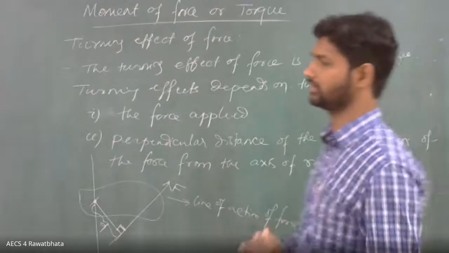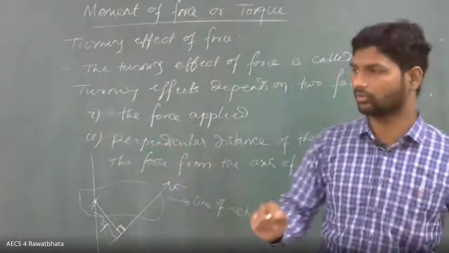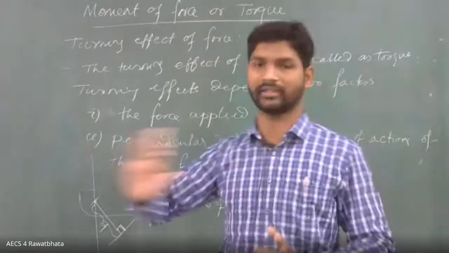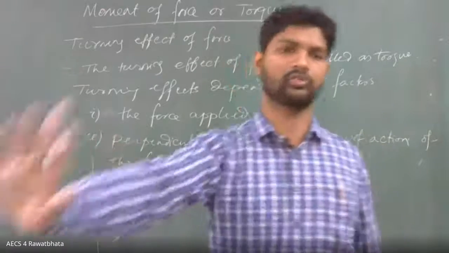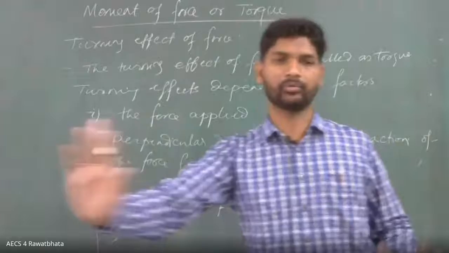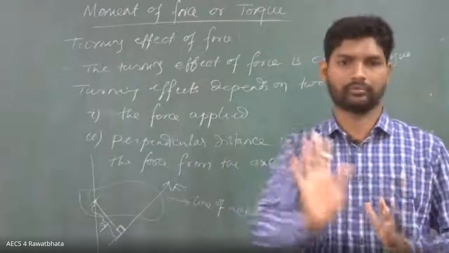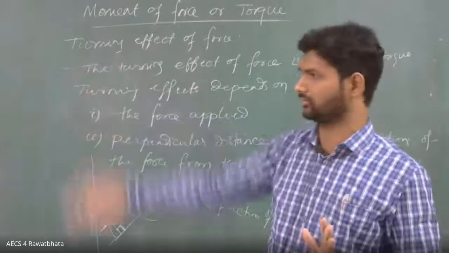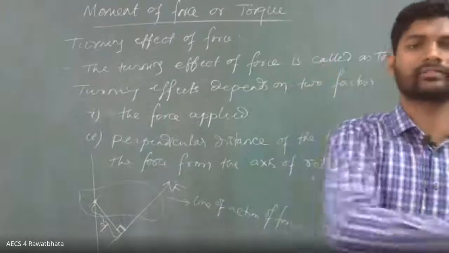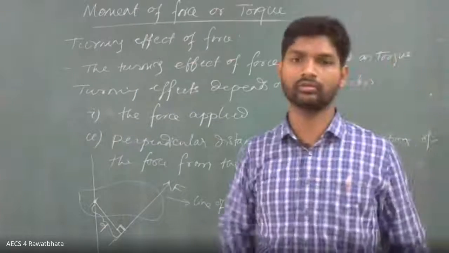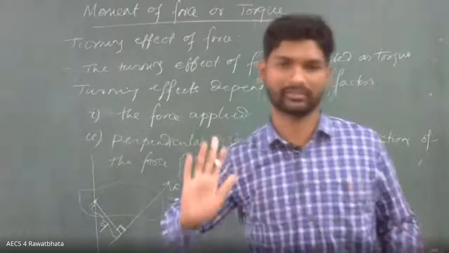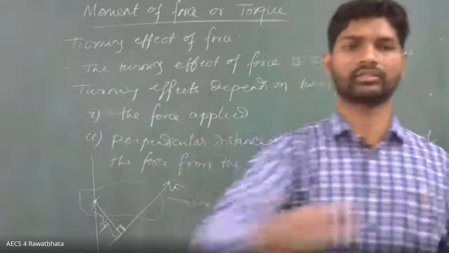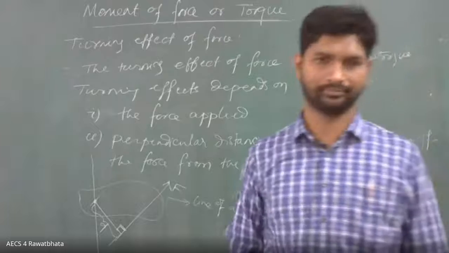You can even see this. If you open a door, and you put your hand towards the end of the door, then you can open the door very easily. And if you apply force with your hand near the joining of the door, then it is very difficult to open. Correct, no? So if the perpendicular distance from the axis of rotation is more, that means the turning effect is easier.